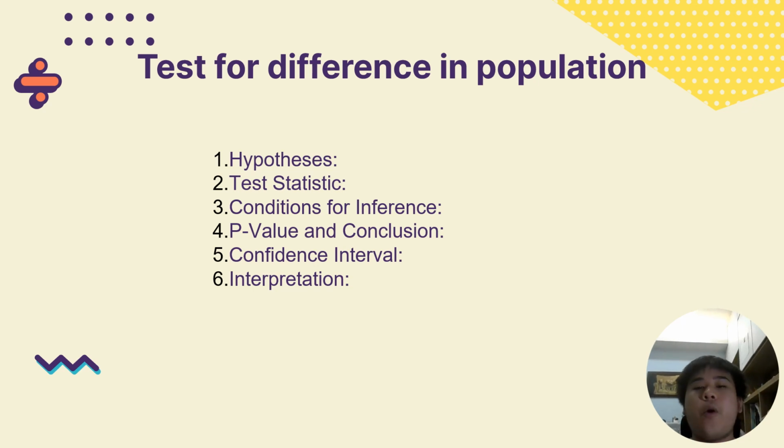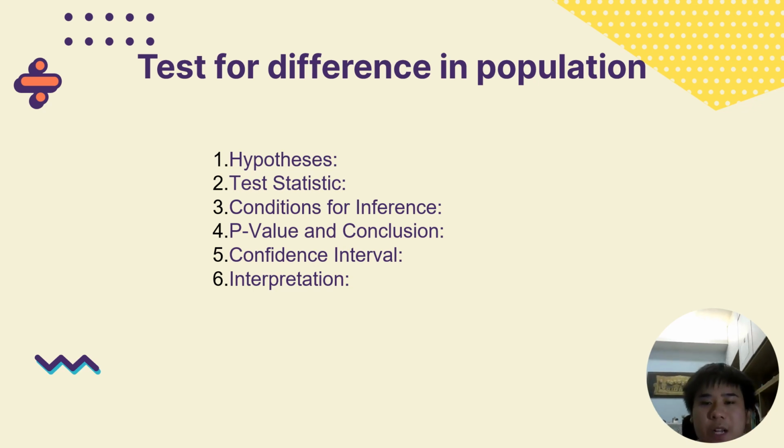Now, test statistic. The test statistic for a difference in population proportion follows a standard normal distribution when the sample sizes are sufficiently large. It is calculated using the formula for the difference in sample proportions and the standard error. Next step, conditions for inference. Same thing: random sampling, independence, sample size. I'm not going to mention that again. Always check those three conditions here, unless the question mentions the conditions, then assume the conditions are checked.